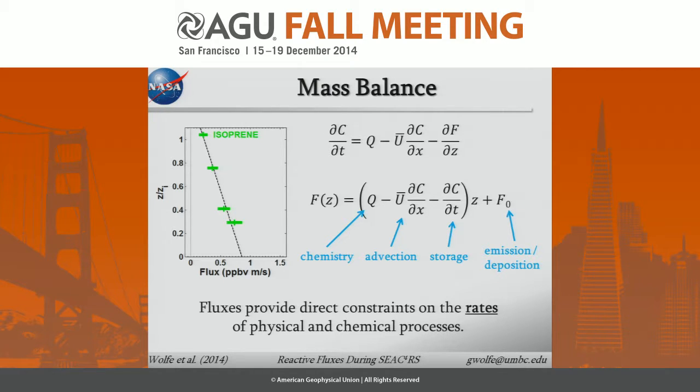segments, so you're going to see a lot of vertical profiles like this. This is, for example, the isoprene flux. Altitude here is normalized by the boundary layer height of 1 kilometer. The bars represent 95% confidence intervals, and then the line is just a fit through that.